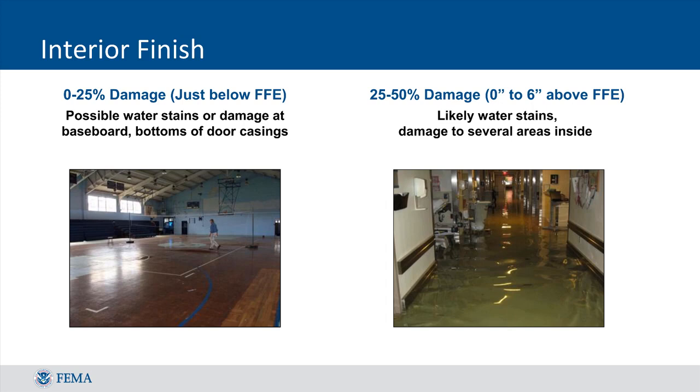Structures that have been damaged in the 25 to 50% range will have more significant damage to the interior, and the floor may have been completely destroyed from flooding. There may also be some damage from water infiltration to walls or other interior features such as molding. Other permanent features such as machinery that are considered part of the structure may also be impacted in some cases.